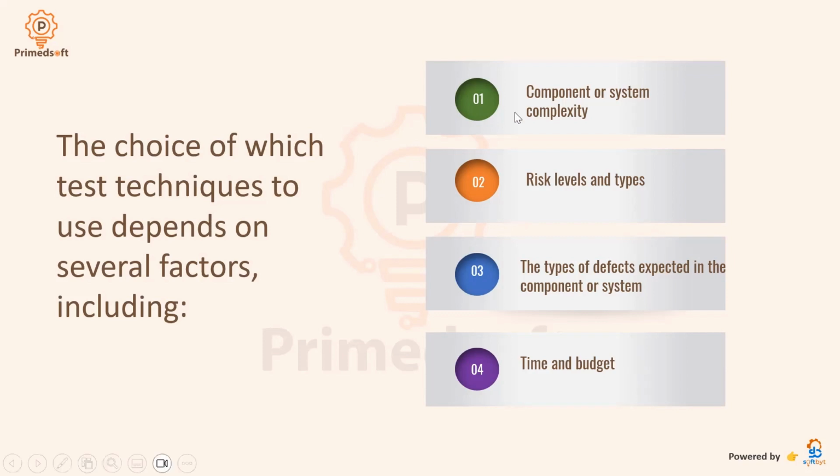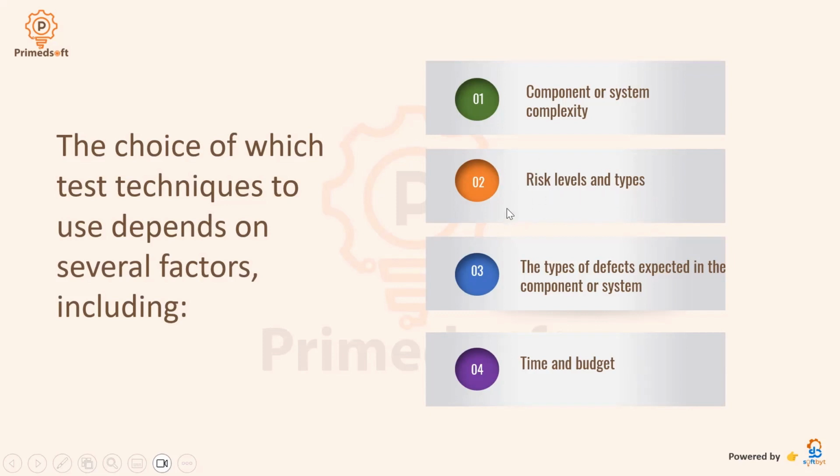So the second one is risk level and types. So you look at the level of risk, right? If the risk is high, you need to ensure that you spend more time, more resources, and you execute more test cases within that area that has high risk.